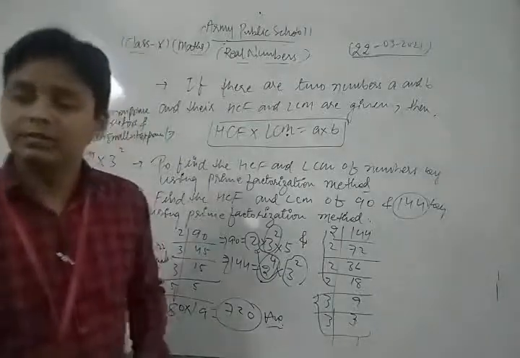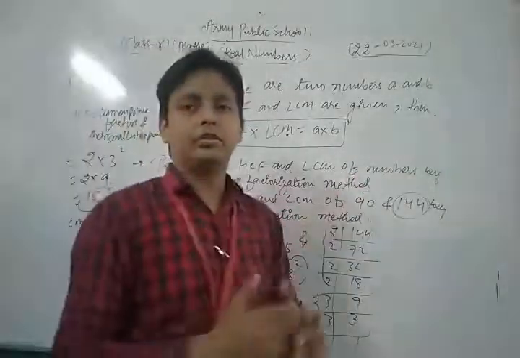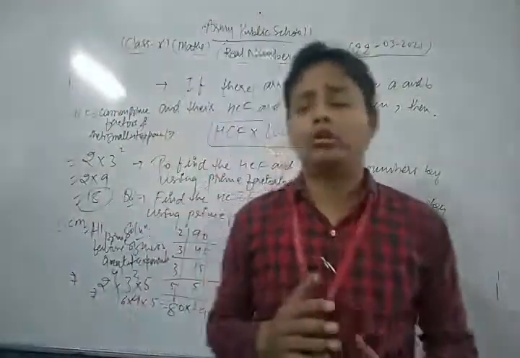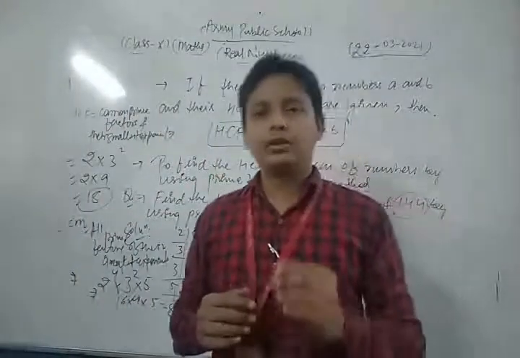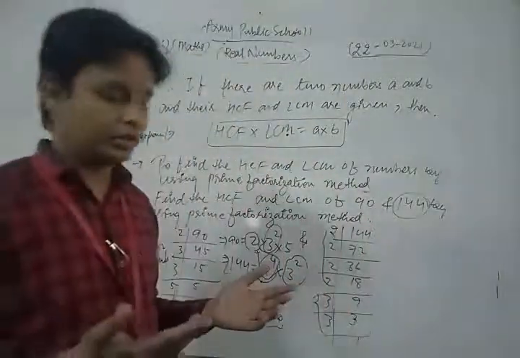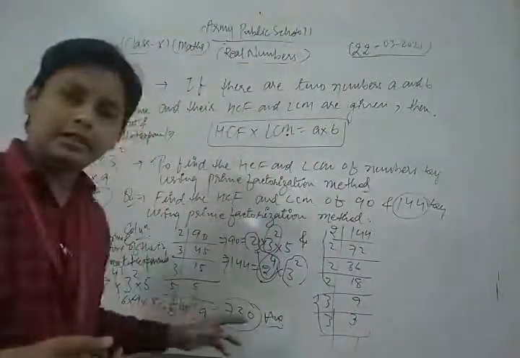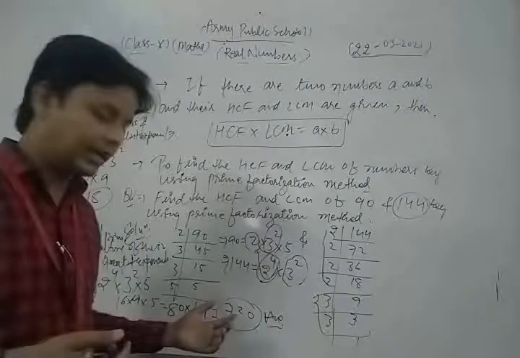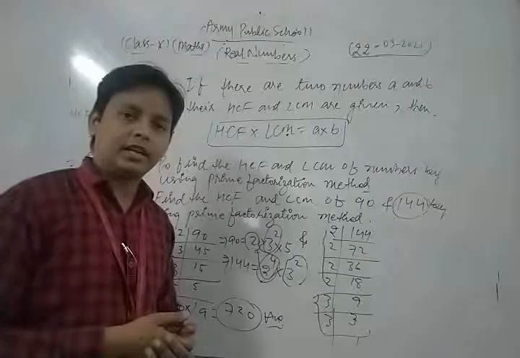So dear students, in finding the HCF and LCM of two numbers by using the prime factorization method, first of all we do their prime factorizations in this way. After that we write each number as the product of its prime factors. Okay, then after that, HCF is what?